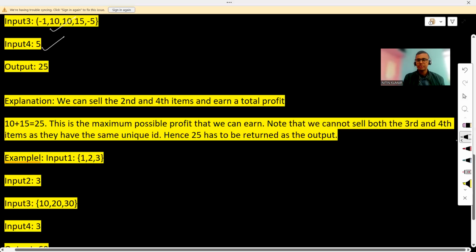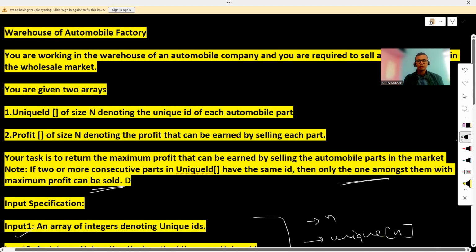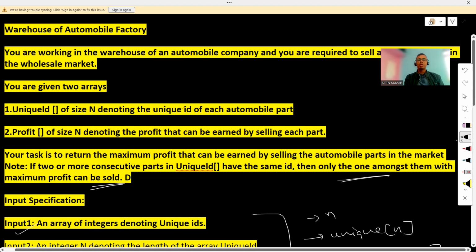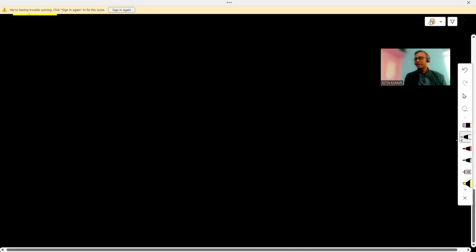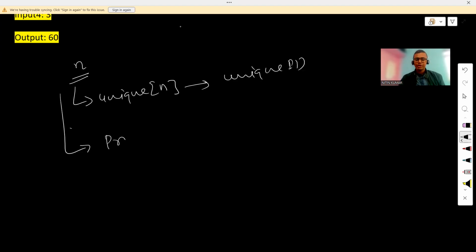An explanation is also given here, but let me discuss this problem in detail, and then we will move to the coding part. First we have to discuss the approach. Now you can see the problem. What we have been given: a size n, then an array unique of size n, which contains the unique IDs, and then an array of the same size, profit, which contains the profits.